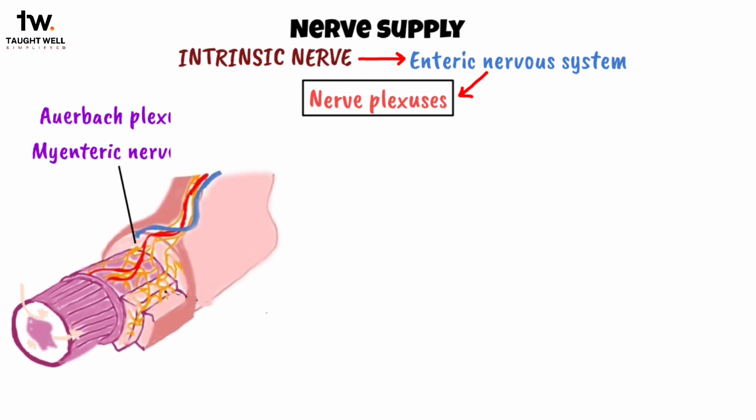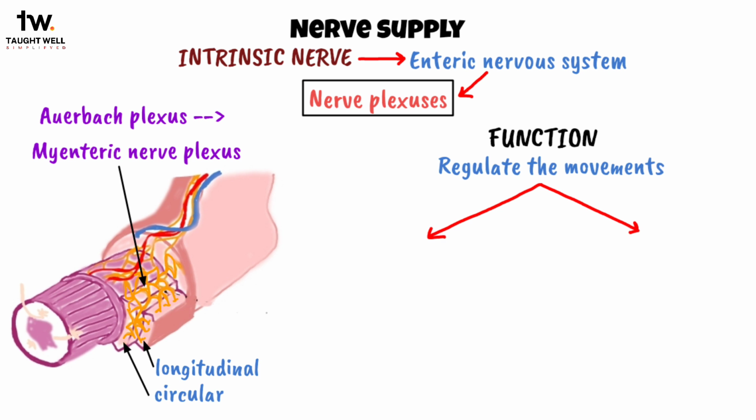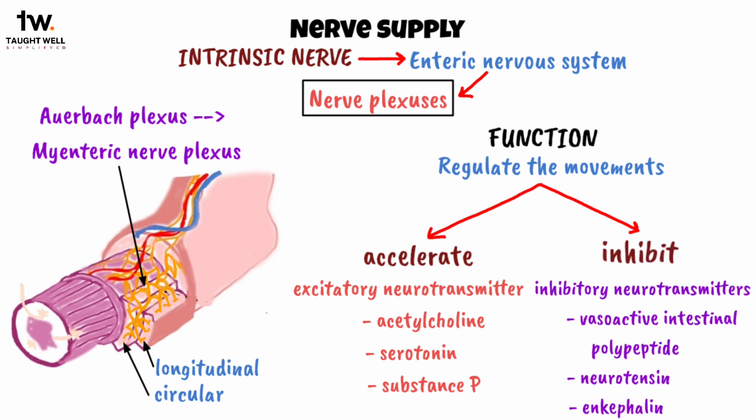The Auerbach plexus is also known as the myenteric nerve plexus. It is present in between the inner circular muscle layer and the outer longitudinal muscle layer. The major function of this plexus is to regulate the movements of the GI tract. Some nerve fibers of this plexus accelerate the movements by secreting excitatory neurotransmitter substances like acetylcholine, serotonin, and substance P. Other fibers of this plexus inhibit the GI motility by secreting inhibitory neurotransmitters such as vasoactive intestinal polypeptide, neurotensin, and enkephalin.